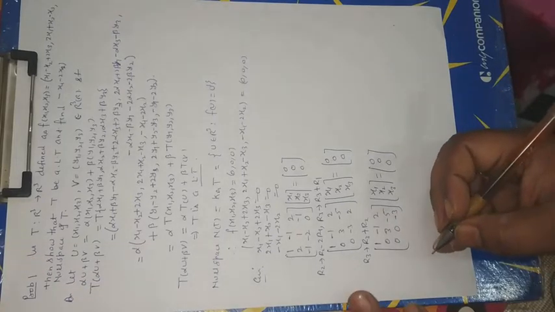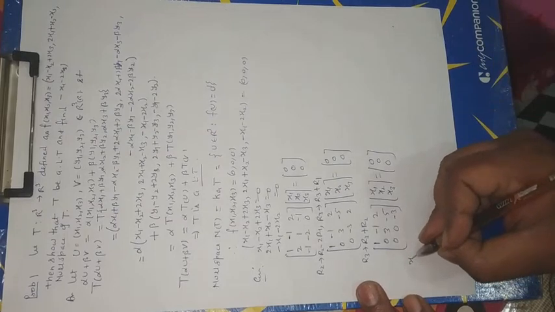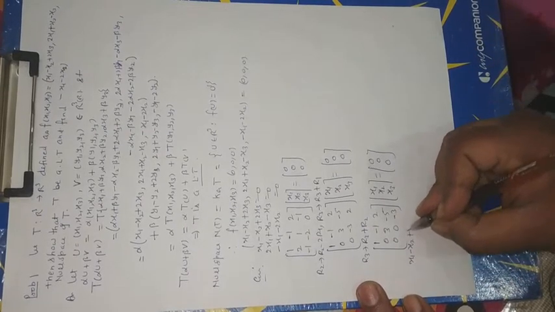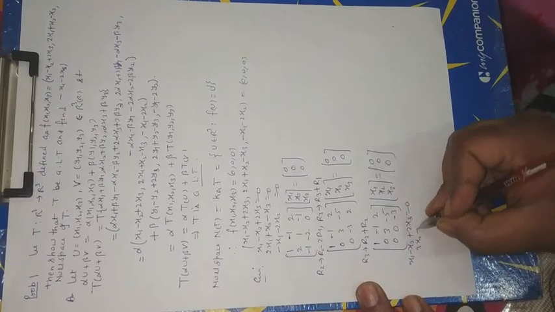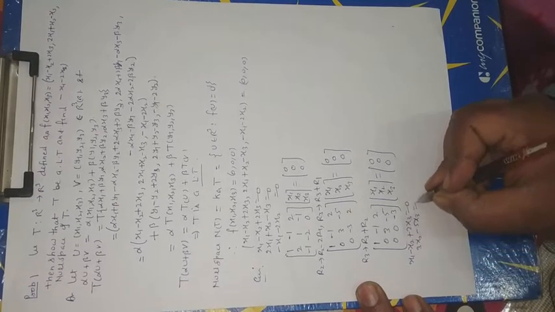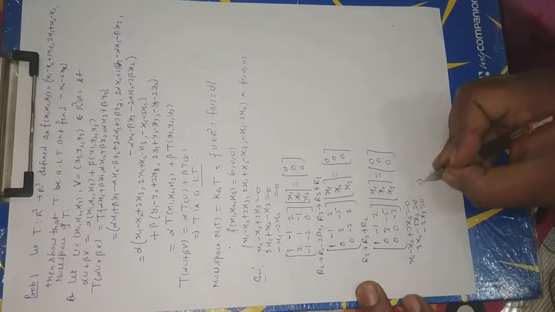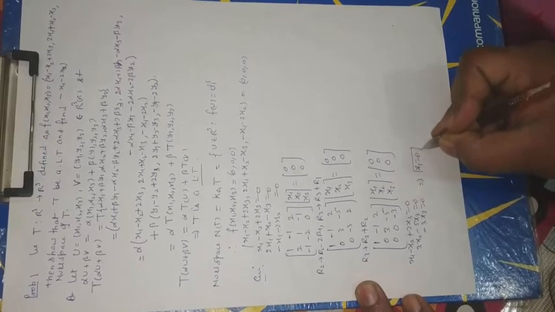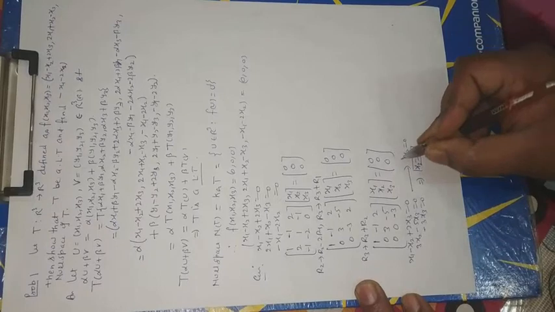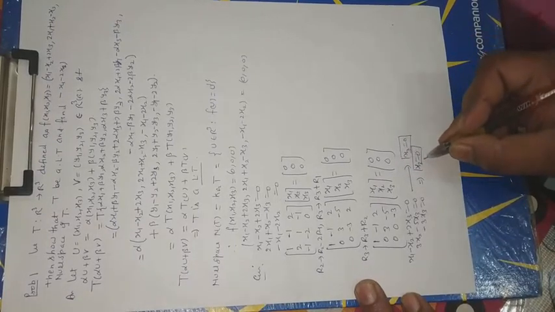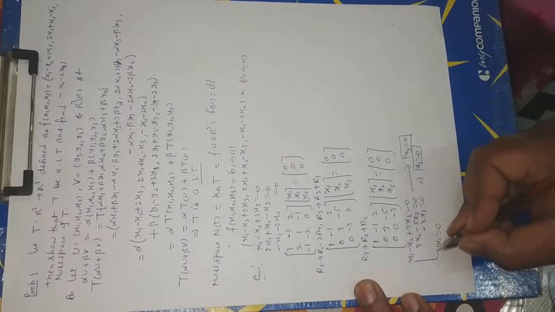Multiplying and comparing, x1 minus x2 plus 2x3 is equal to 0, 3x2 minus 5x3 is equal to 0, and minus 3x3 is equal to 0, which implies x3 is equal to 0. Now putting the value of x3 in this, we get x2 is equal to 0. Now putting the values of x2 and x3 in equation number first, we get x1 is equal to 0.